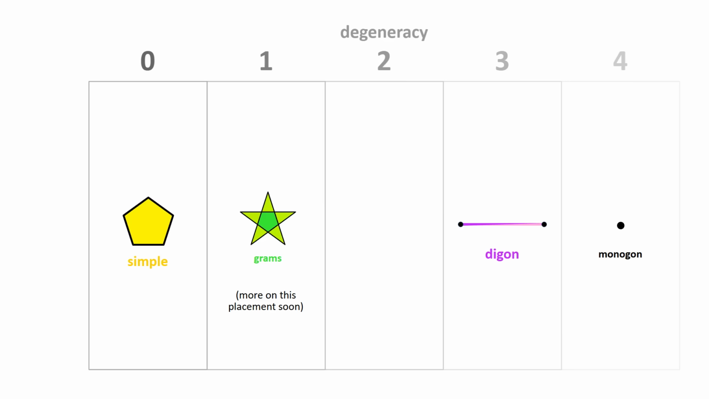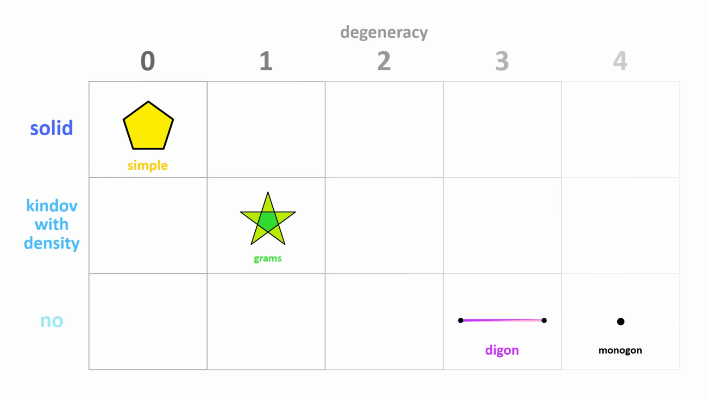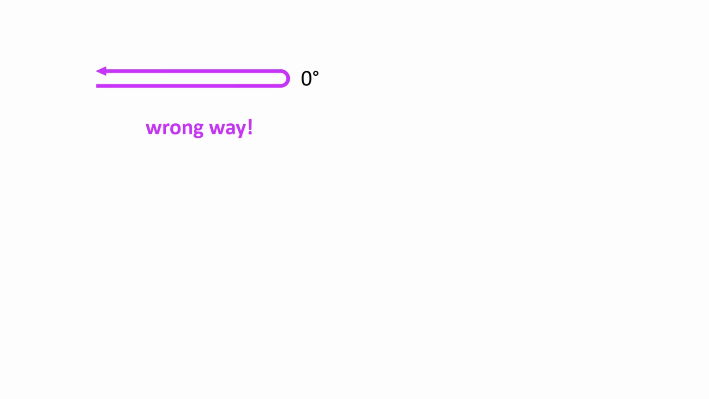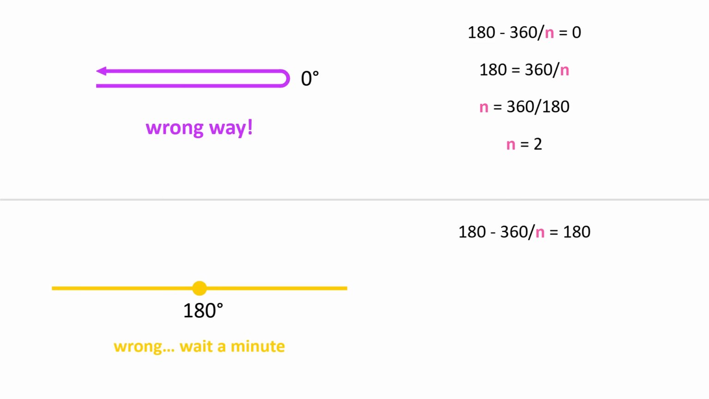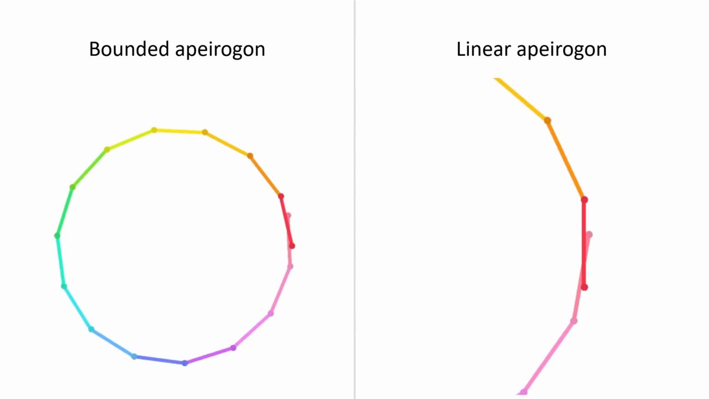Degeneracy forms the basis of the periodic table of polygons, with the vertical axis representing our first nuance, solidness, with 3 tiers. Degeneracy can also run the other way. The opposite of a 0-degree angle would be 180 degrees. Solving for n, you get 1 over 0, which means you need infinitely many sides. In other words, it's the limiting case as you add sides. There are 2 ways to take this limit. You can keep sides the same length, or keep the area bounded. What results are 2 different realizations of the apeirogon, which I'm going to call bounded versus linear.